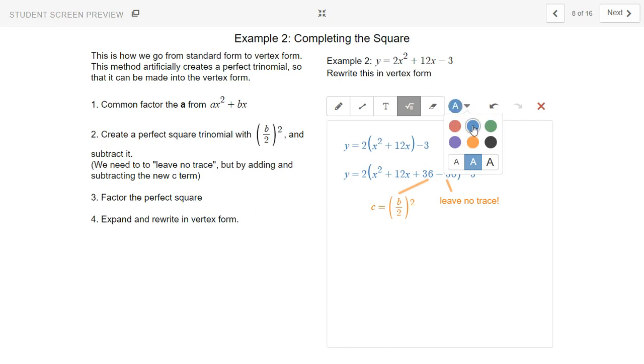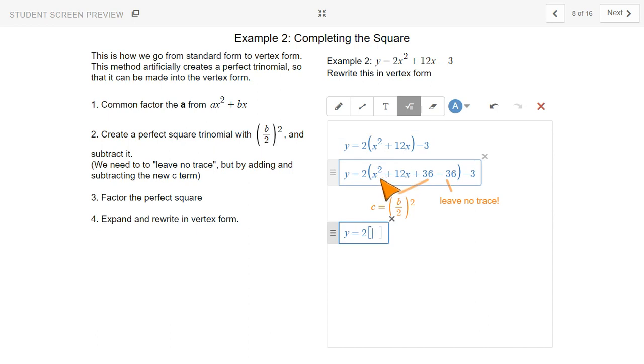Let's factor the first 3 terms in our bracket because that's our perfect square trinomial. I'm going to put this in square brackets now because it's only this first part that I'm concerned about. x plus 6 all squared. I'm rewriting minus 36 and I'm rewriting the -3. The reason I'm doing this is because I can't collect my like terms of just these 2. The negative 36 is inside the bracket.